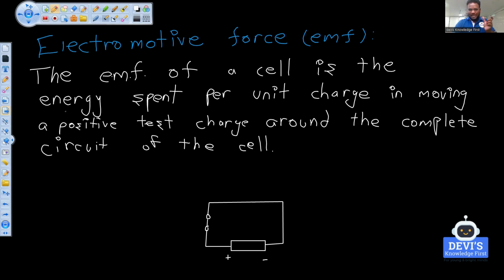So if you remember these lines, energy spent per unit charge, it is basically the voltage. Okay, it is the voltage to move the test charge around the circuit of the cell. Basically, it is the voltage in the cell that is used to move the test charge around the circuit as well as inside the battery. Okay, so it goes around the circuit as well as it goes inside the battery. So something like this. The energy spent to move unit charge along this entire circuit is called EMF of the cell. Okay. To understand more elaborately, we'll see this as well.